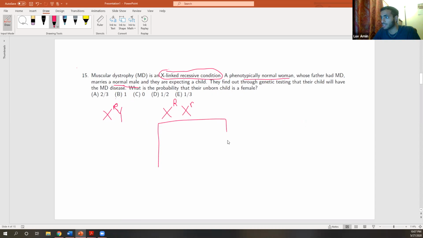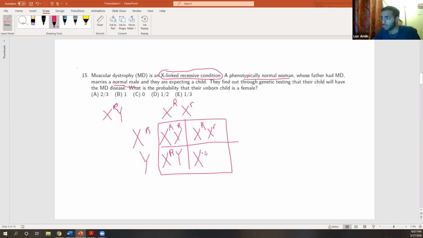Because they're expecting to have a child. So cross them. This is X^R, this is the Y. And we know that these two would be homozygous dominant. This female right here would be a carrier. This male would be normal. However, this male would have it, right? Would be recessive for it. So in this case, would have the condition.